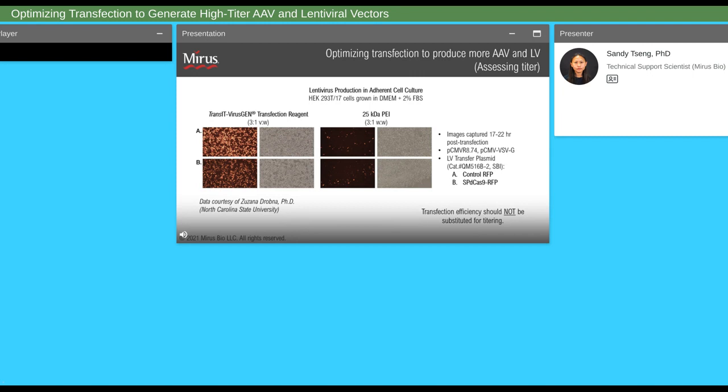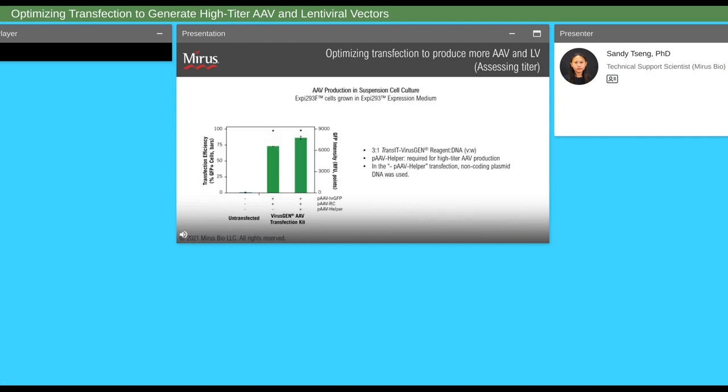But transfection efficiency of the plasmids used to produce virus, it is important. However, I want to caution that using transfection efficiency is no substitute for titer. I think the data from this experiment I'm going to share in the next few slides really demonstrate that point. We transfected XP293 cells using the VirusGEN AAV kit with the enhancer component. We also included a negative untransfected condition, meaning no reagents or DNA were added to cells.